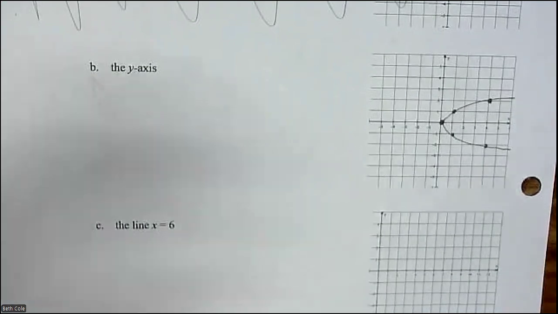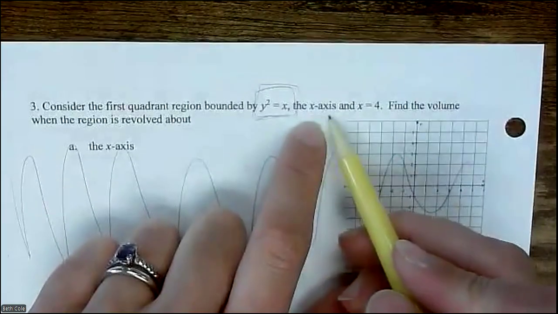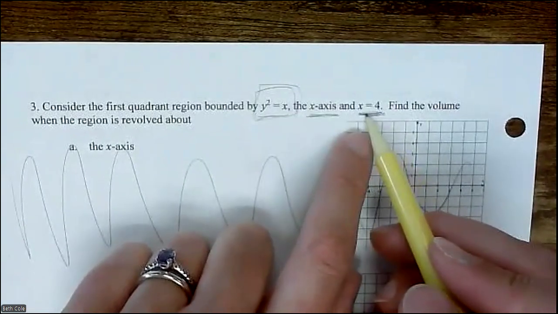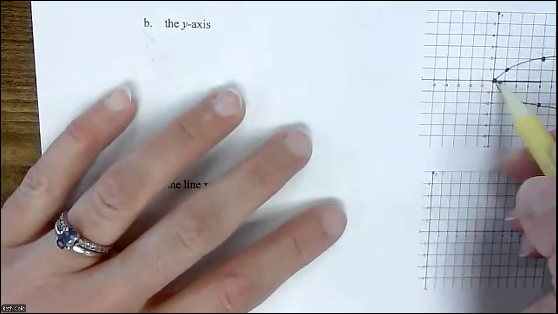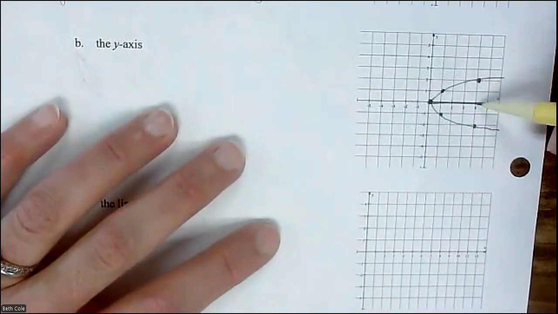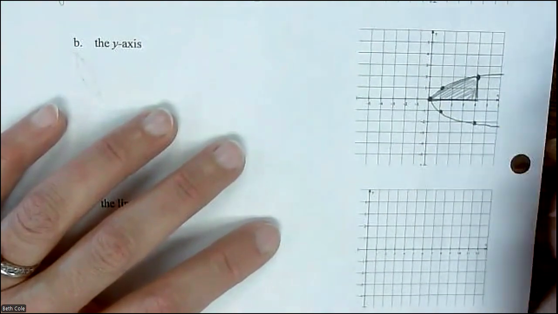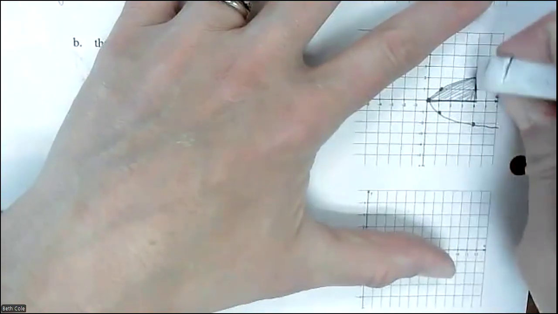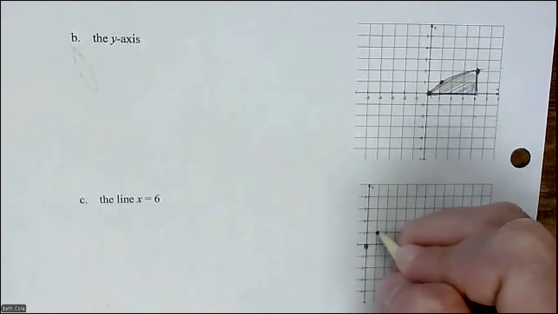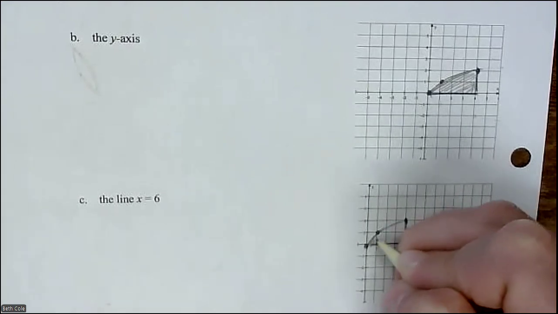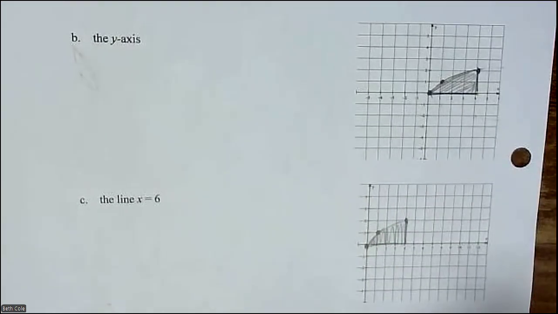Got 15 minutes. We'll definitely be able to finish this. All right, and then the x-axis and x equals 4. So here's your x-axis, and then x equals 4 is this vertical line here at 4. So this is your shape. And then just go ahead and copy that over for the other two grids. Because I was just trying to make it so that we could reuse our work.